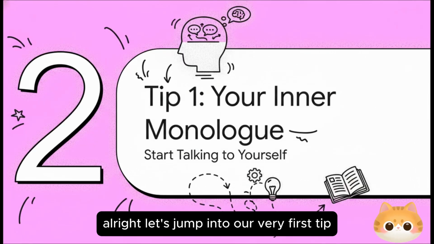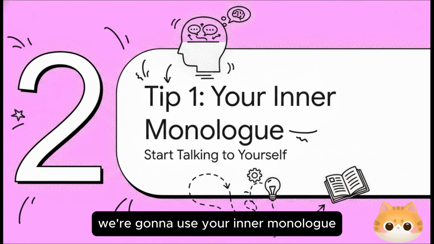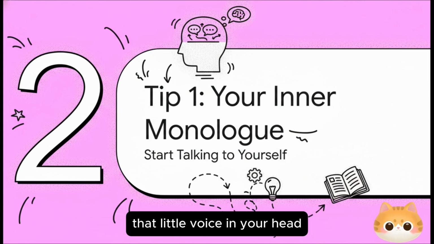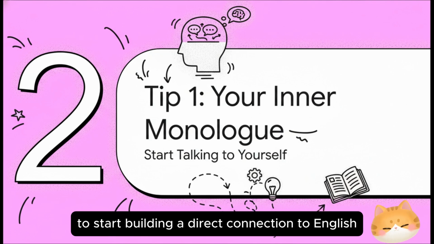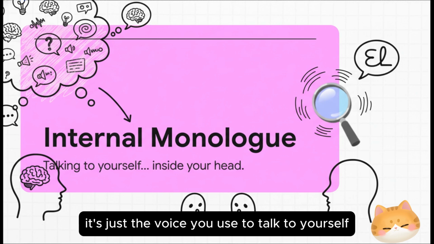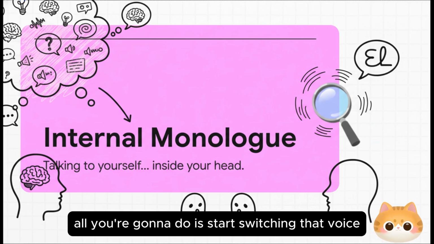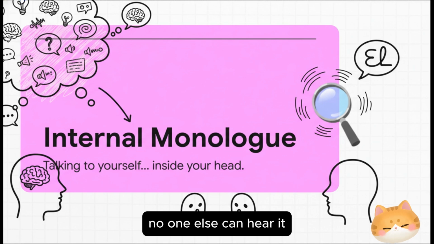All right, let's jump into our very first tip. And this is something you can start doing right now. We're going to use your inner monologue, that little voice in your head, to start building a direct connection to English. So what is an internal monologue? It's really simple. It's just the voice you use to talk to yourself inside your head. All you're going to do is start switching that voice to English. And don't worry, no one else can hear it.